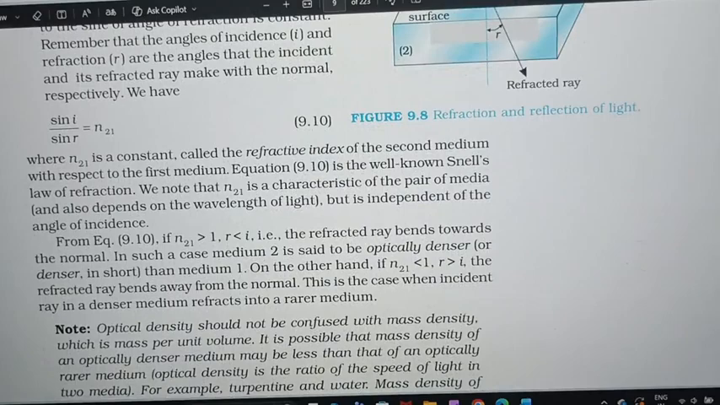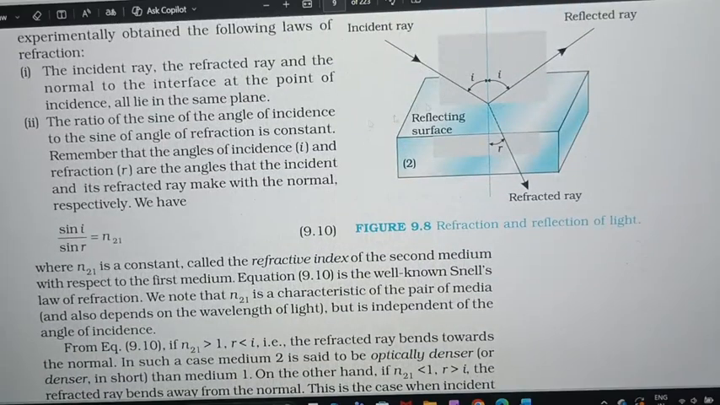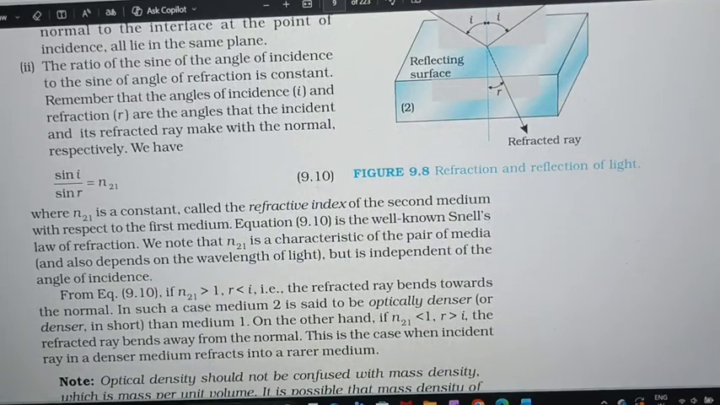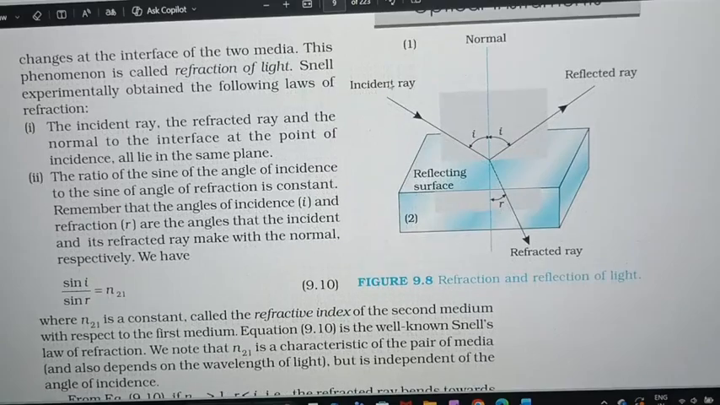And this refractive index generally depends upon the wavelength of light, but it does not depend upon the angle of incidence. The angle of incidence can be anything; you can point the laser anywhere, but it depends upon the wavelength. Now suppose this n21 is greater than 1. Whenever it is greater than 1, the numerator is greater than the denominator, so sin i is greater than sin r. That is nothing but i is greater than r. When i is greater than r, the refracted ray is moving towards the normal. It is passing from a rarer medium to a denser medium.